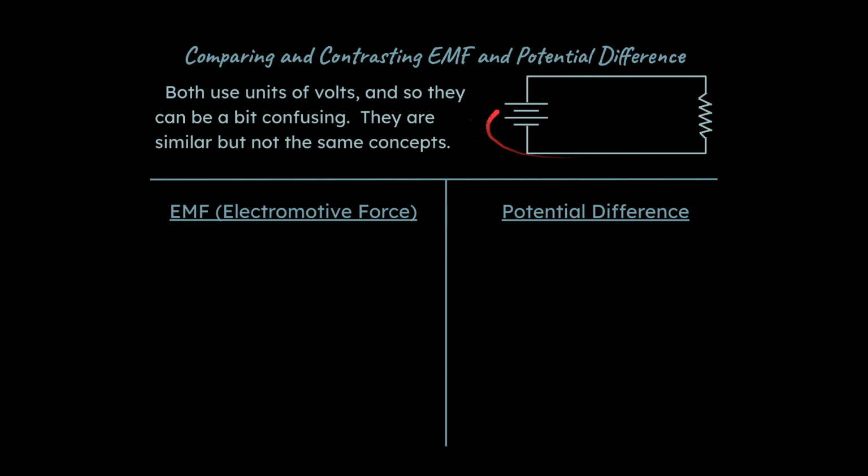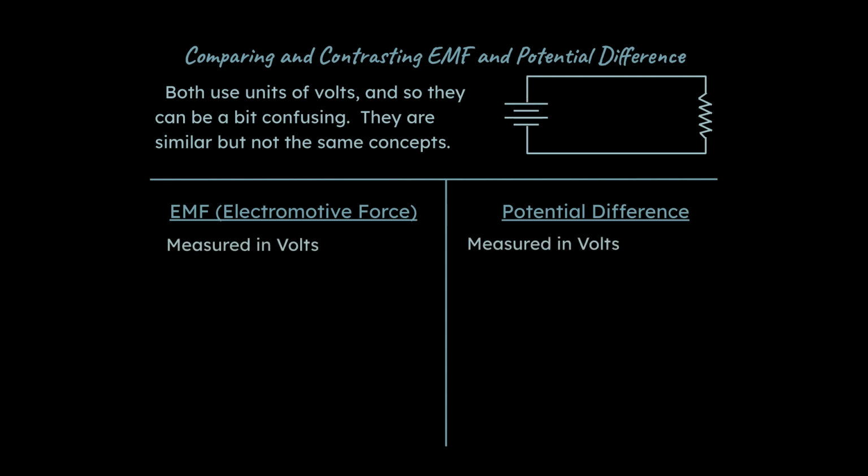Let's take a look over here and imagine that we just have a very simple circuit. This would be the power source or the battery. This would be a resistor, like it could be a light bulb or some device that uses electrical power to do some form of work that is useful. And so let's compare and contrast what we mean by EMF and potential difference for this very simple circuit.